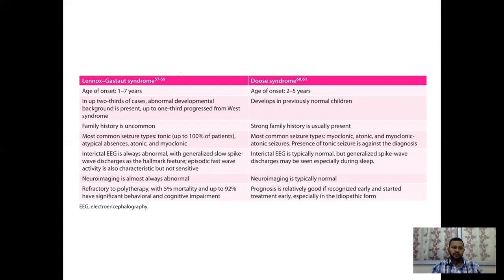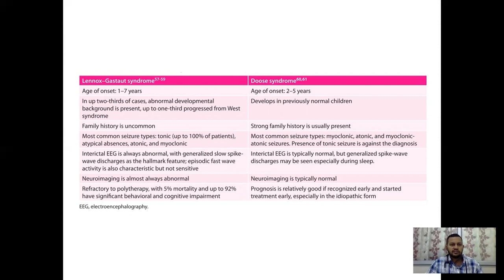There is a difference between Lennox-Gastaut syndrome and Doose syndrome. In Lennox-Gastaut syndrome, the age of onset is between 1 and 7 years, and in Doose syndrome, the age of onset is 1 to 5 years. In Lennox-Gastaut syndrome, in up to 2/3 of cases, an abnormal developmental background is present, and up to 1/3 progress from West syndrome. Doose syndrome develops in previously normal children. In Lennox-Gastaut syndrome, family history is uncommon, but in Doose syndrome, a strong family history is usually present.